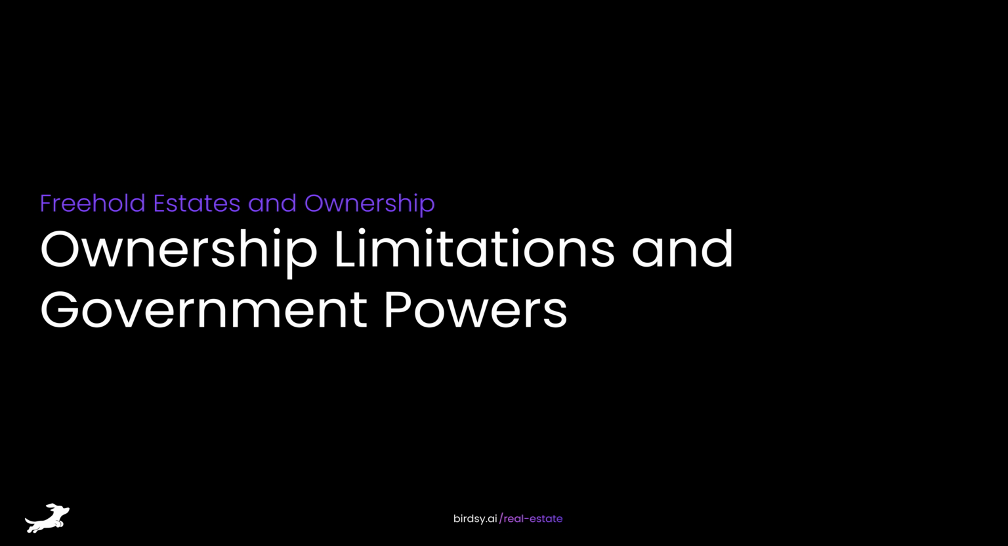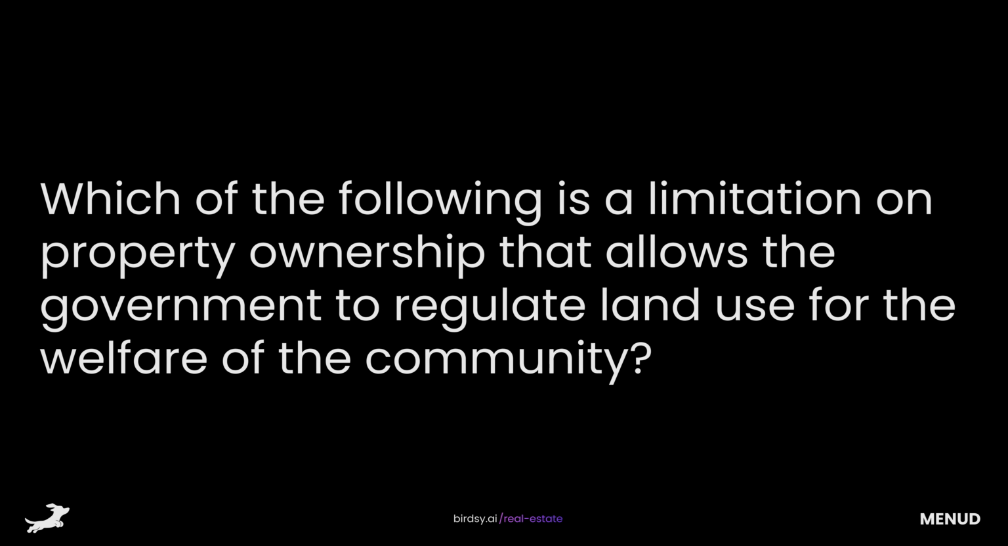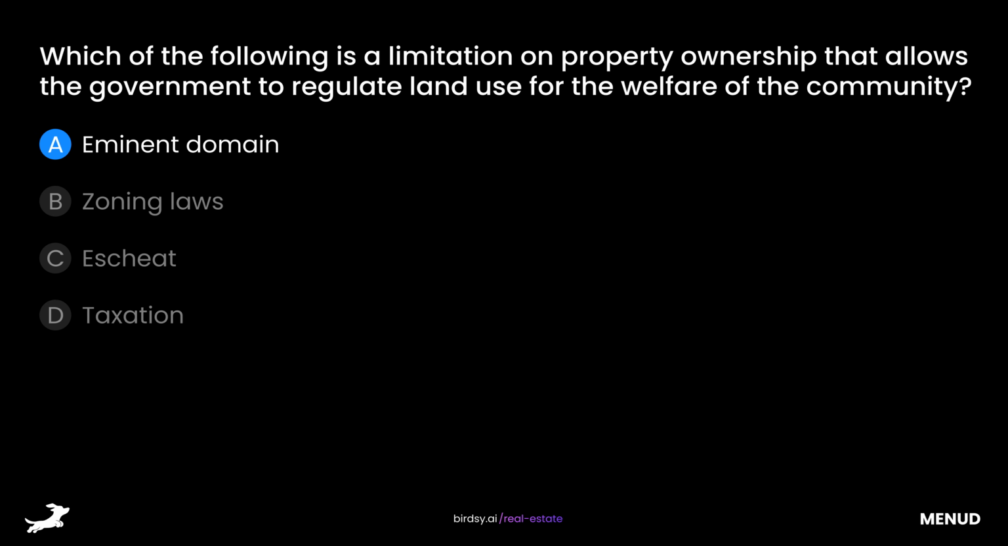Ownership limitations and government powers. Which of the following is a limitation on property ownership that allows the government to regulate land use for the welfare of the community? Is it A, eminent domain? B, zoning laws? C, escheat? Or D? The answer is B, zoning laws.